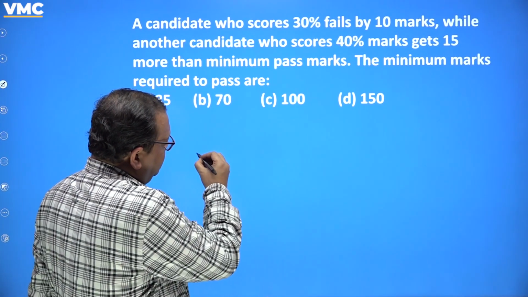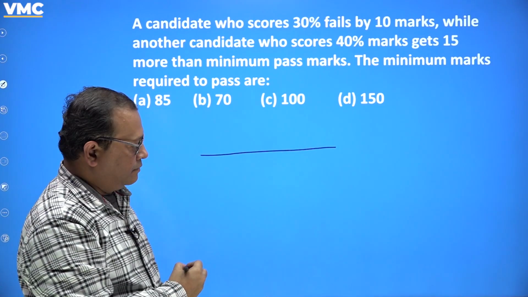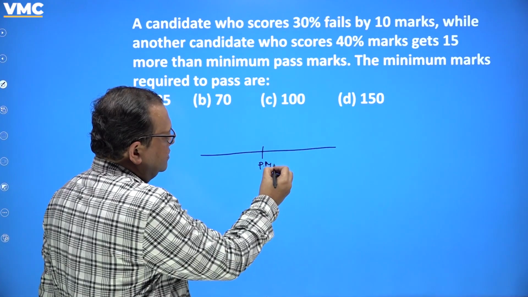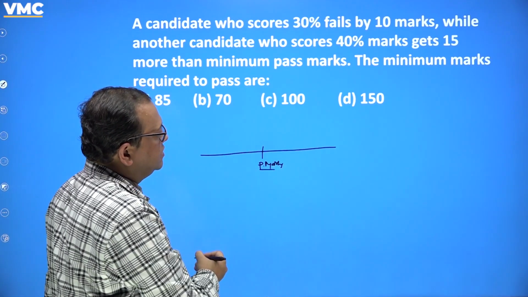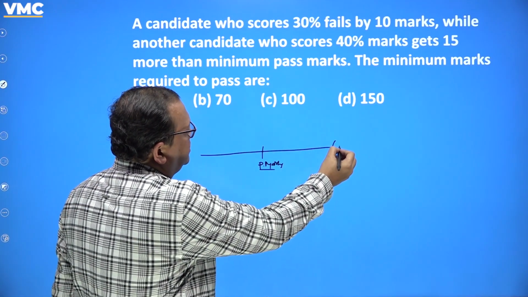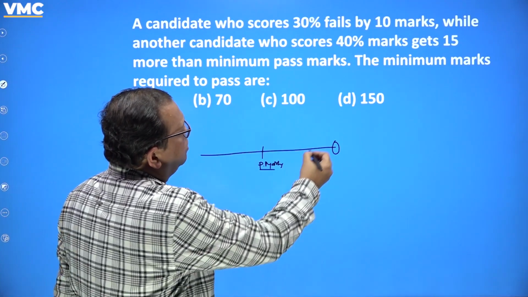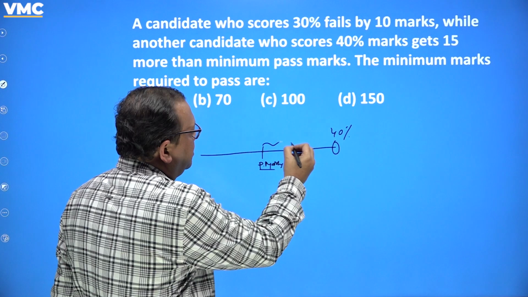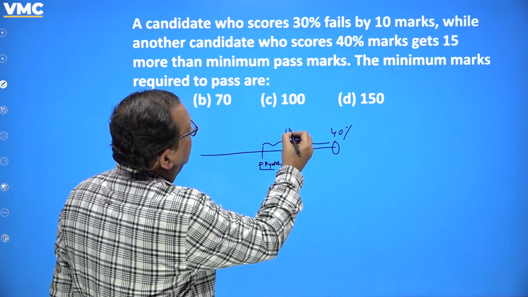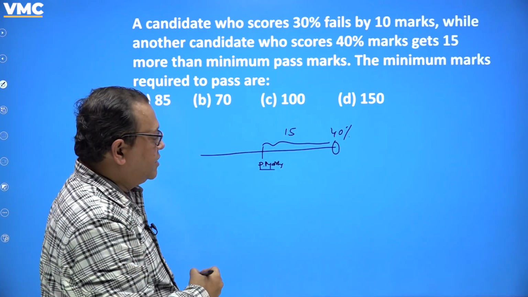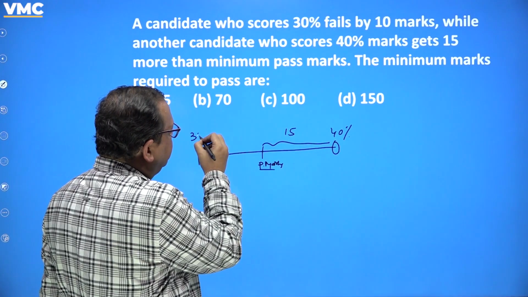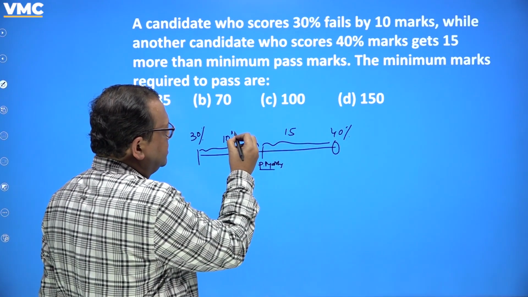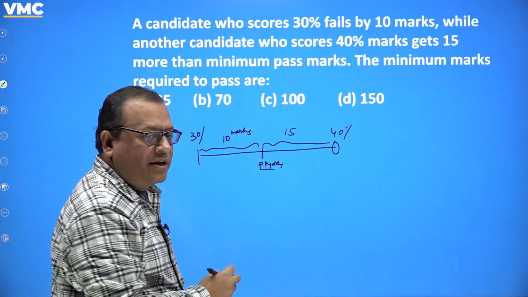So I'll make a small line here. Okay, this is the bar for the pass marks. This candidate has scored 40% marks, and he gets 15 marks more than the pass marks. This candidate has scored 30% marks and he is behind that pass marks by 10 marks. What is the pass marks?